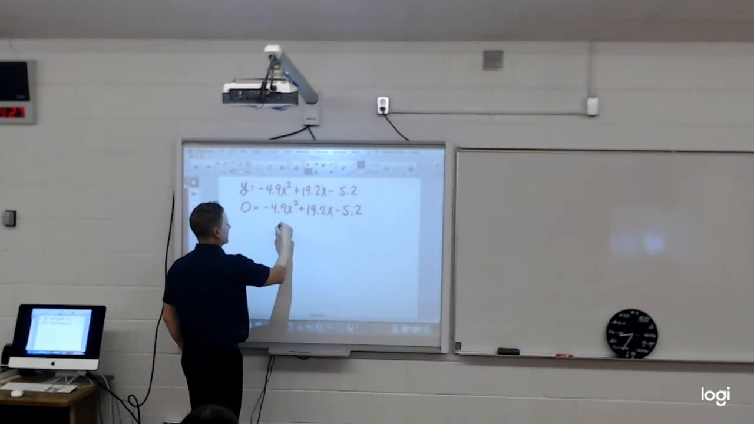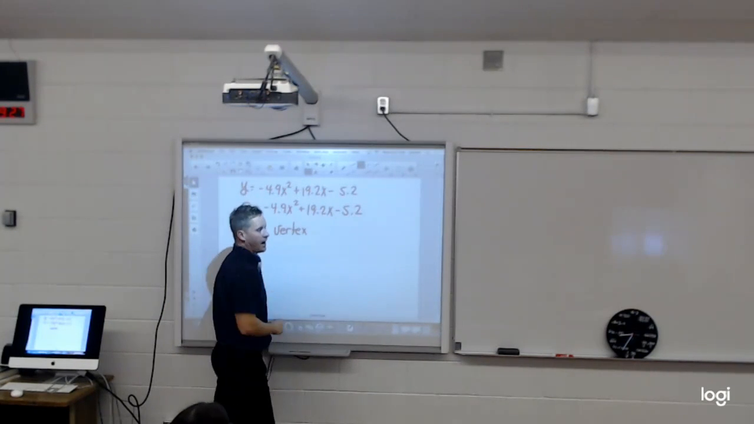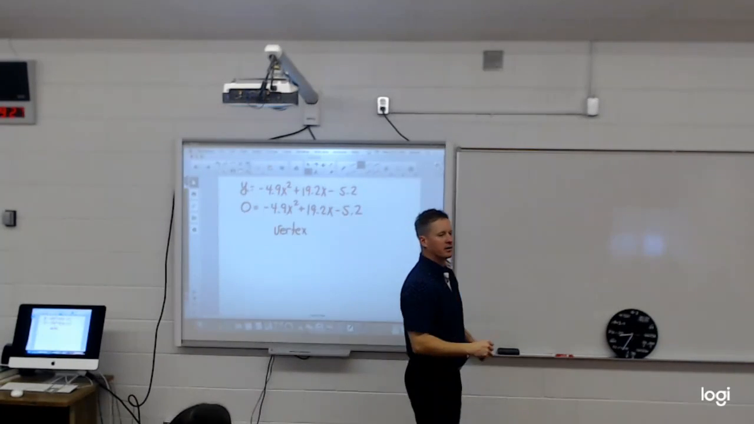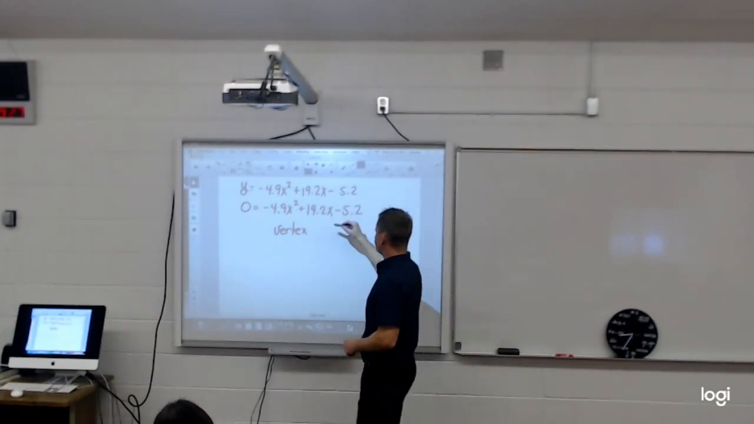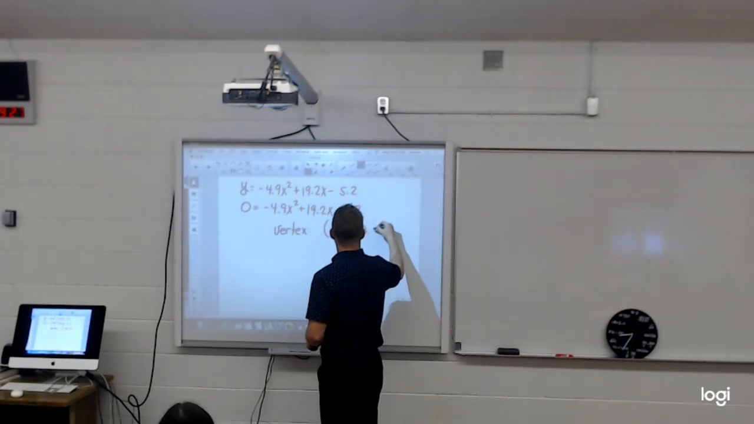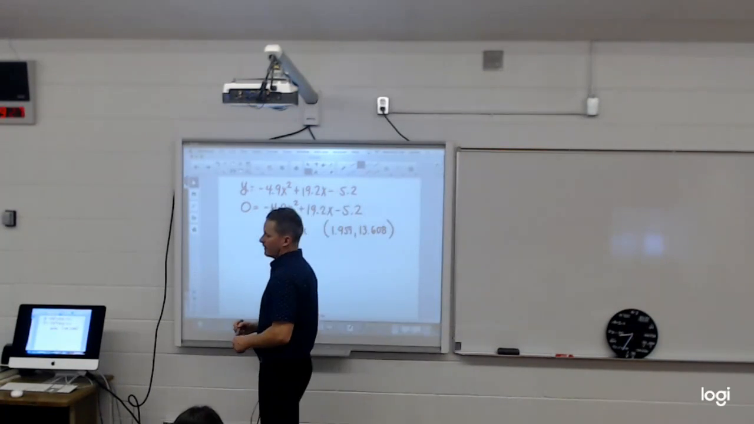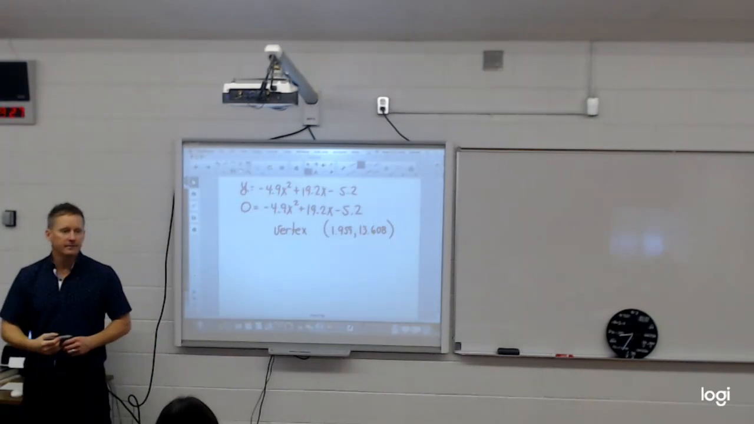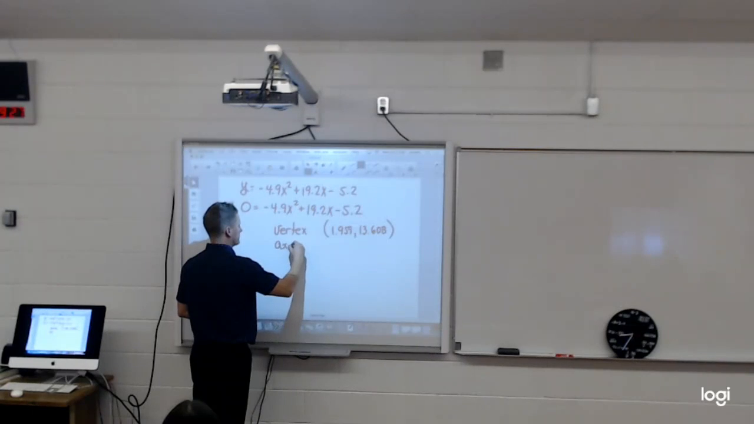Okay, let's find all the information that we need out of this. The first thing you do for every quadratic equation is find your vertex. So let's find the vertex in this equation. What is it? 1.959, 13.608. Okay, so there's my vertex. What is the axis of symmetry? 2.